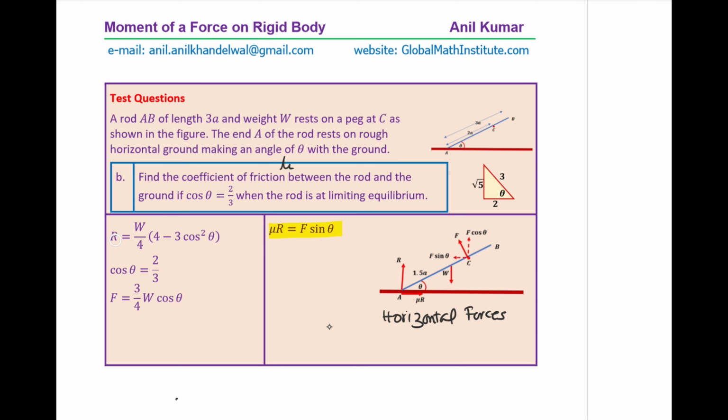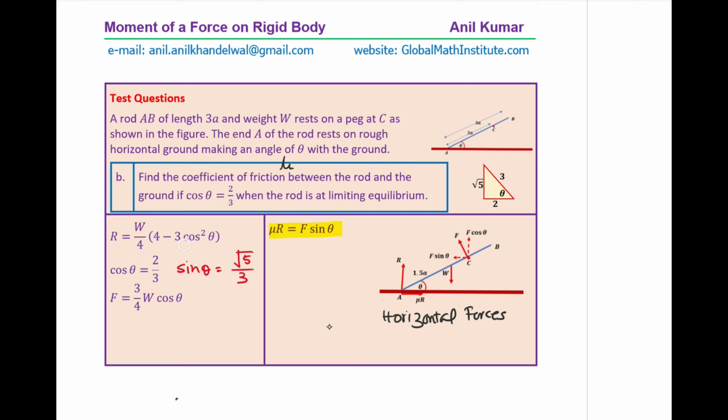We have already derived that R is W over 4 times (4 minus 3 cos square theta). We know now that cos theta is 2 over 3, and from here we can write what sine theta is. Sine theta is square root 5 over 3. And we know F is 3 over 4 W cos theta. Now we can substitute all these values here.